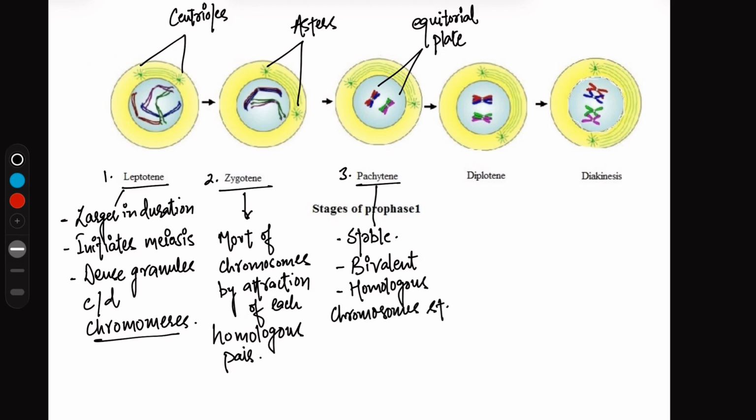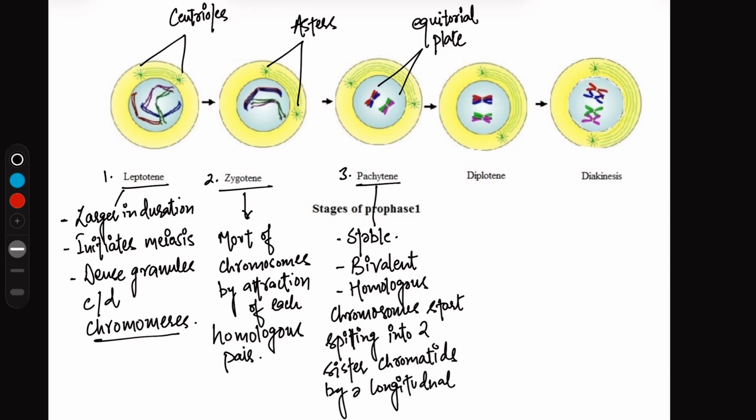Here, the main thing is synapses is present in zygotene stage. Next is Pachytene stage. It is a stable period in the cell division. Each paired chromosome of a bivalent gets shortened and thickened and is more clearly visible in this stage.